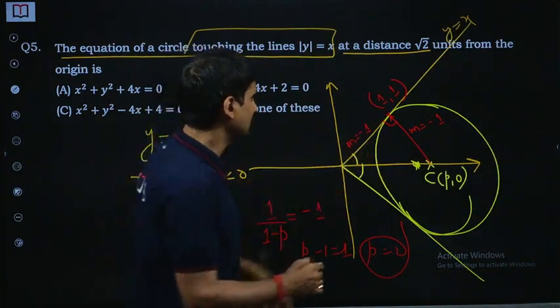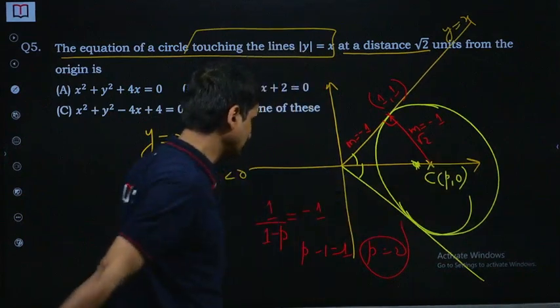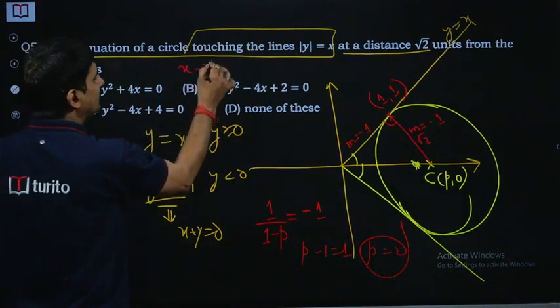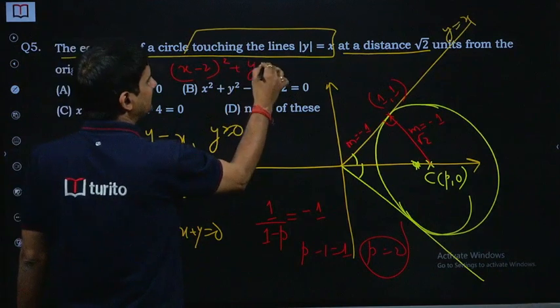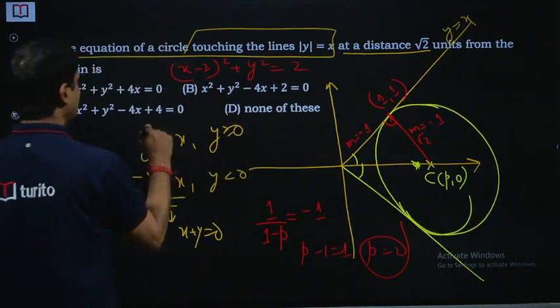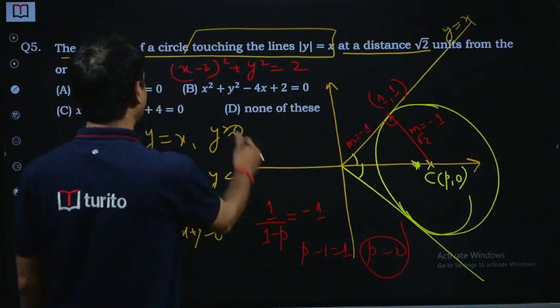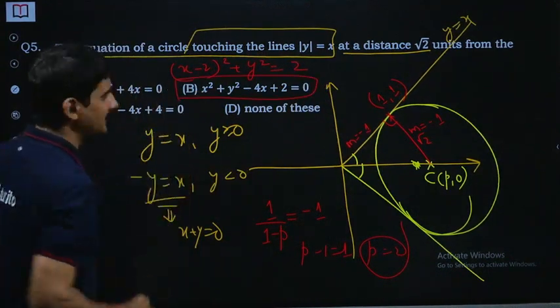It has to be 45. They are equal. So this is also root 2. Radius is root 2. So it's (x minus 2) whole square plus (y minus 0) whole square is equal to 2. So x square plus y square minus 4x plus 2 equal to 0. That should be the answer. I think I am done.